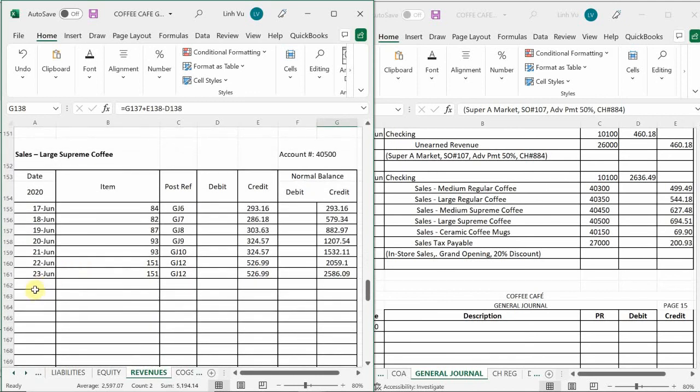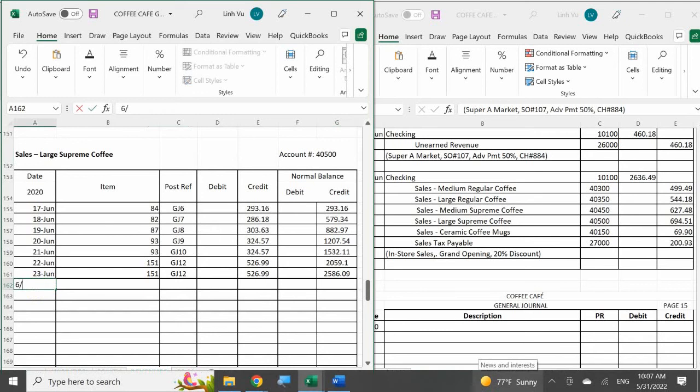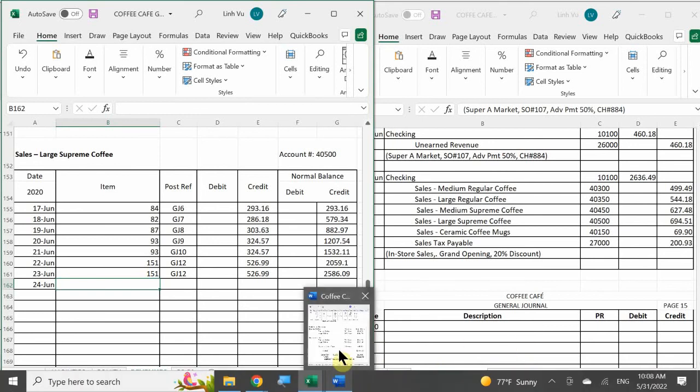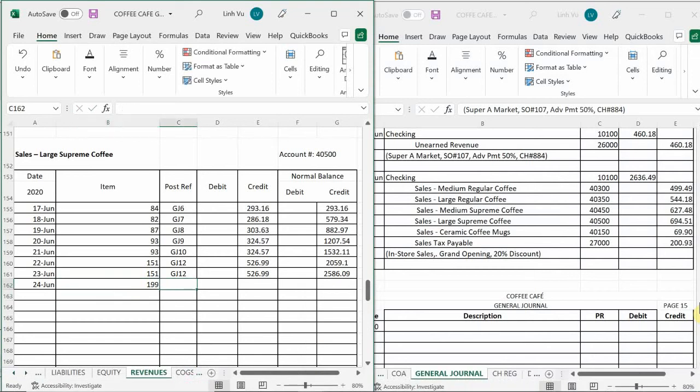Okay. Last here for the coffee cups, how many cups of coffee did I sell for the large supreme coffees? I sold a total of 199, which gave me a grand total of $694.51. And that should give me a grand total of $3,280.60.